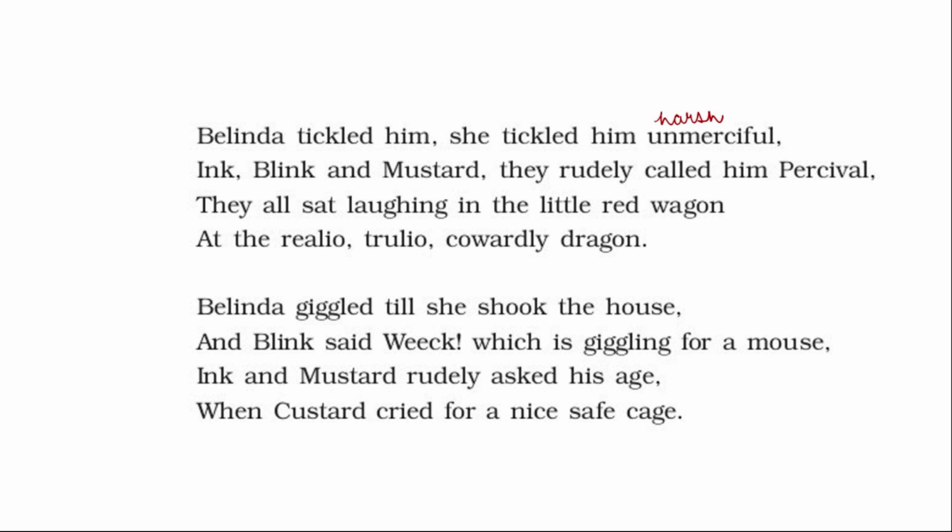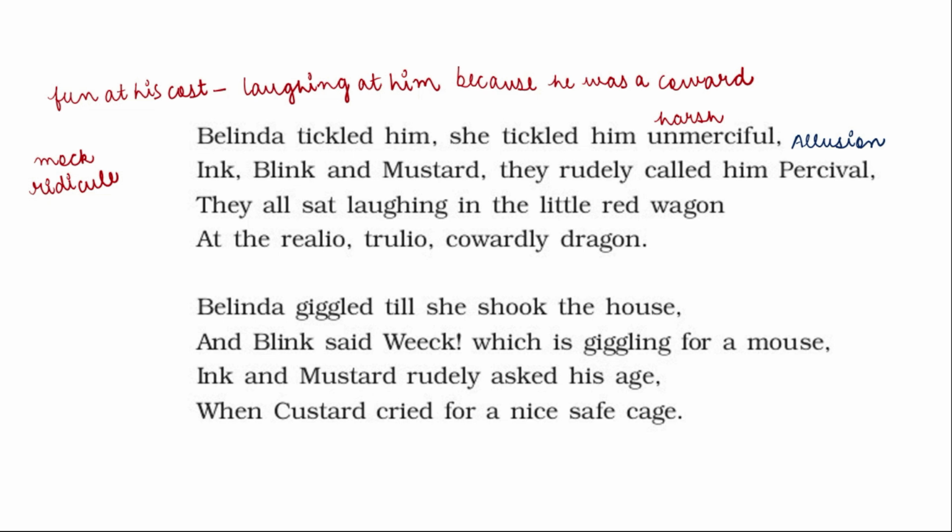"Ink, Blink and Mustard, they rudely called him Percival." So Percival is actually a brave knight who ran away because of lack of courage. So they used to mock or ridicule him by comparing Custard to Percival. "They all sat laughing in the little red wagon at the Realio Trulio cowardly dragon." So they were having fun at his cost and they were laughing at him because he was a coward. So here allusion is used by mentioning Percival. Allusion means reference to a person, event or place which is actually outside the poem.